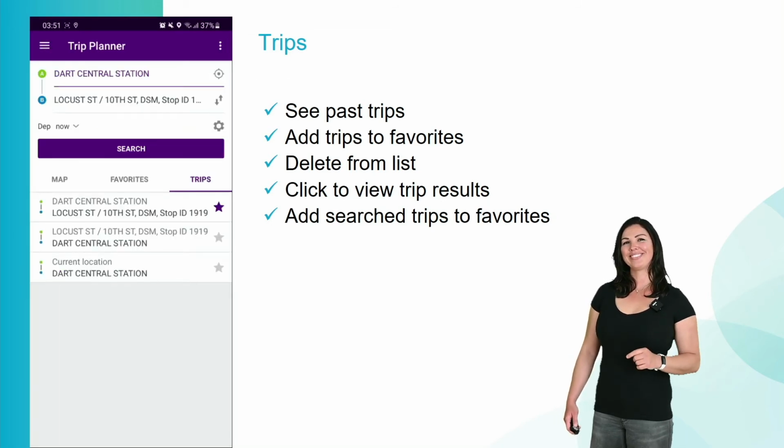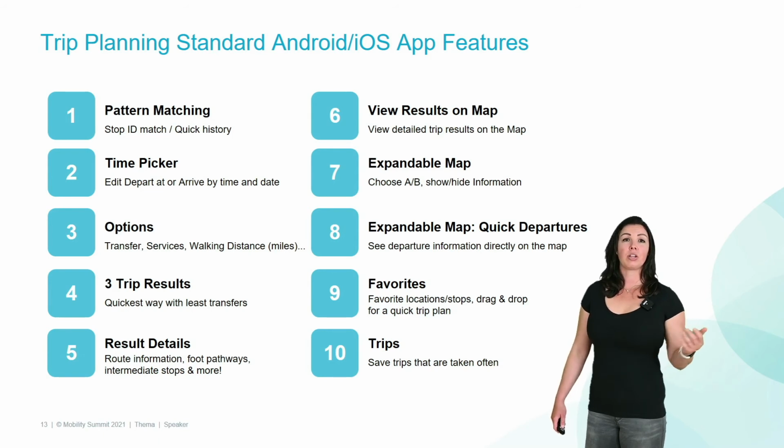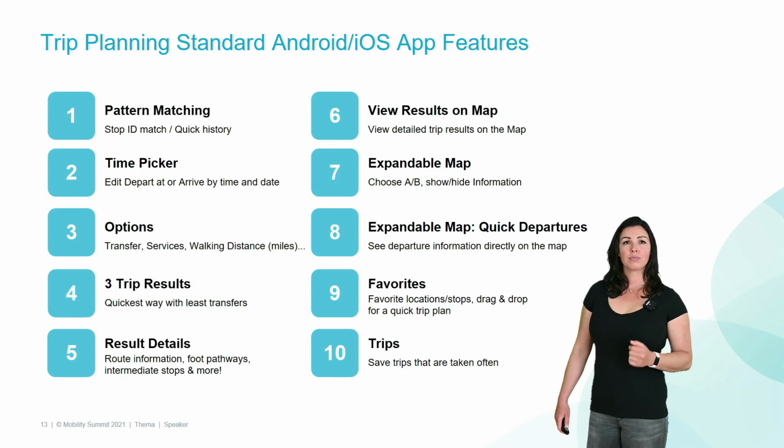Pretty cool, right? So let's talk about our top 10 features that you should keep in mind when taking a look at our Android and iOS apps. The first is our pattern matching. This allows you to view by stop ID, or you can use your quick history. Our second is our time picker. You can quickly figure out what time or maybe something in the future that you want to depart or arrive by. Our third is, of course, options. You can change options based on what you might need for your individual trip planning.